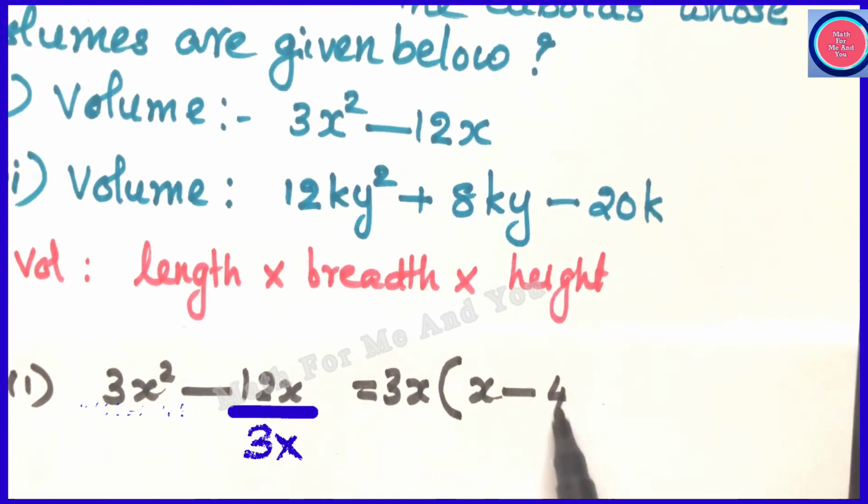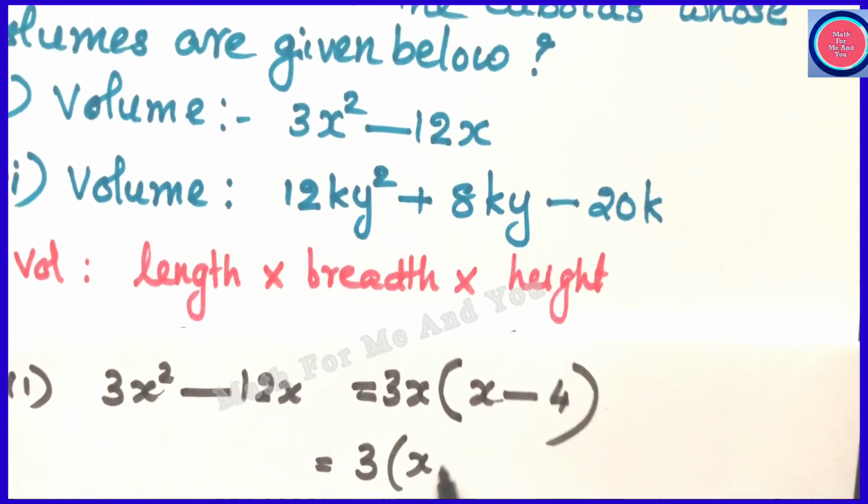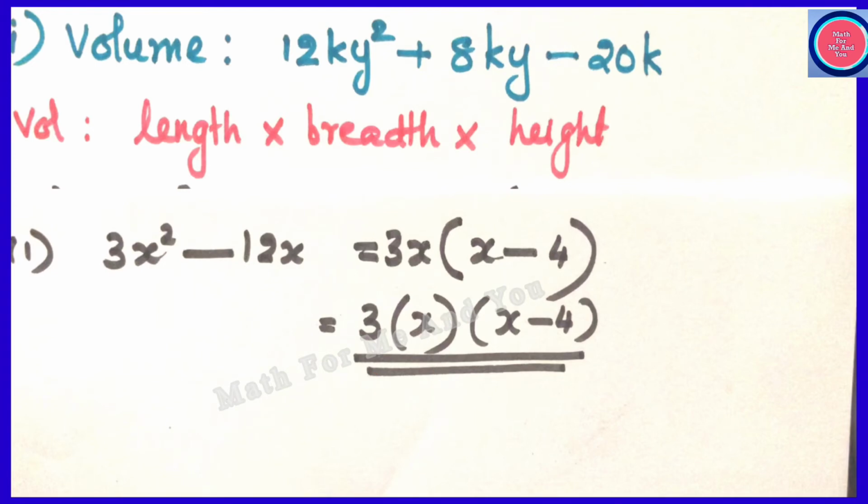Minus 12x divided by 3x is minus 4. So inside the bracket we are getting x minus 4. And the result we can write as 3 times x minus 4. Now we can see this is of the form length times breadth times height.